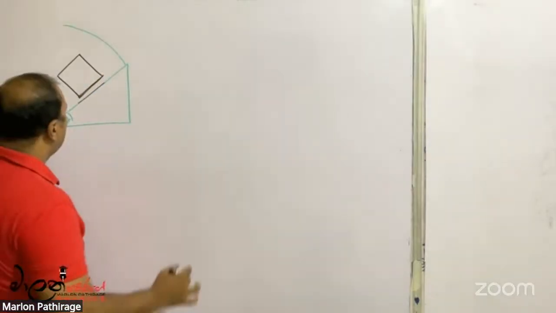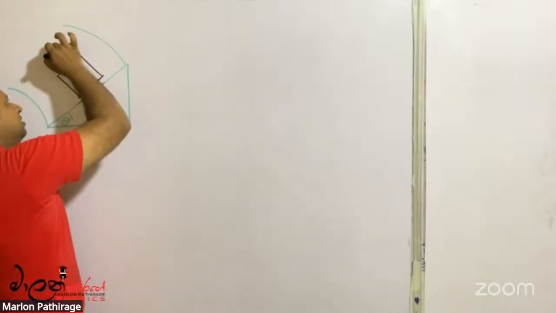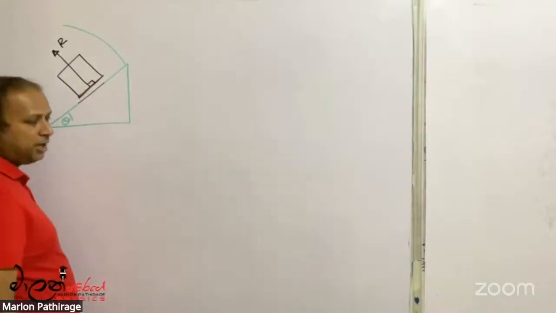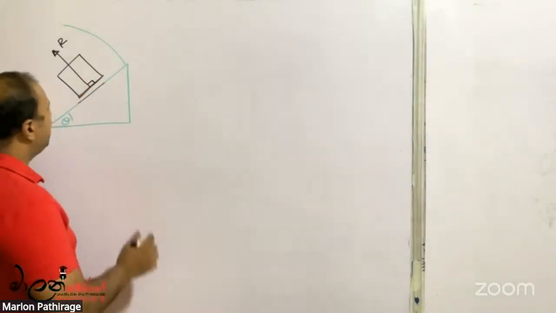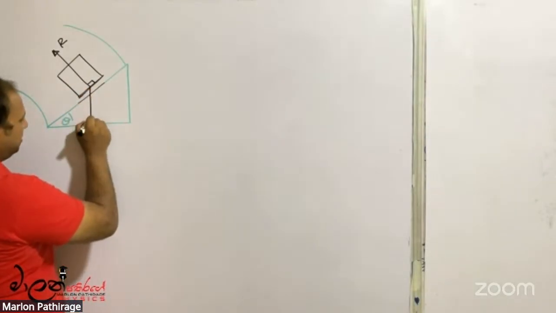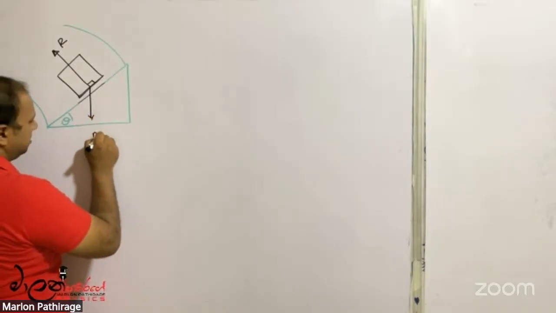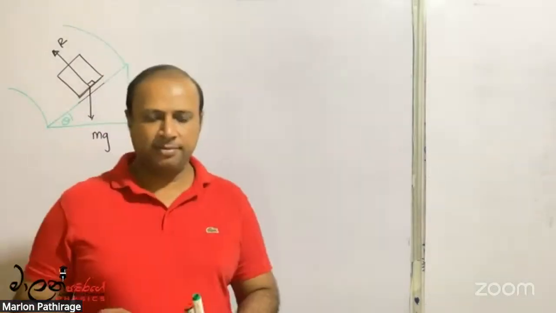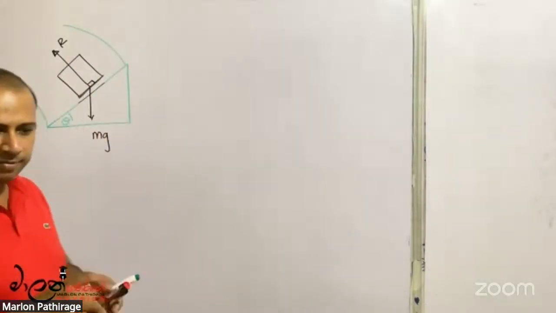Now there's a perpendicular reaction R, perpendicular to the surface, and mg is in the downward direction.